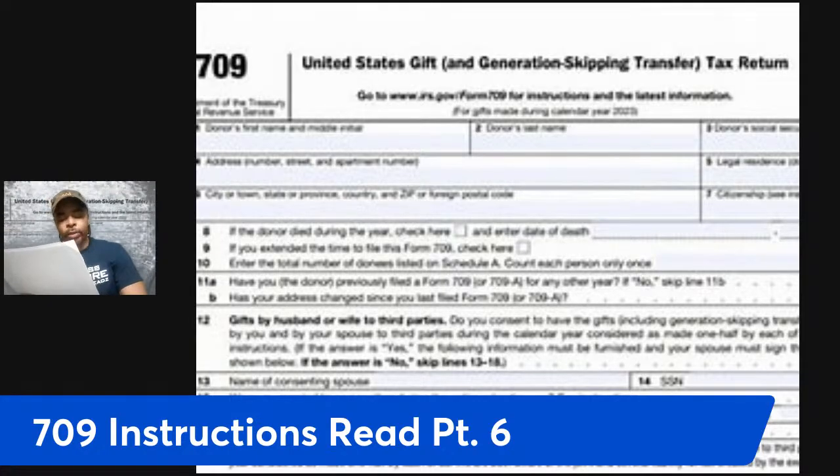Every donor is allowed a lifetime GST exemption. The amount of the exemption for 2025 is $13,990,000. For transfers made through 1998, the GST exemption was $1 million. The exemption amounts for 1999 through 2025 are as follows.